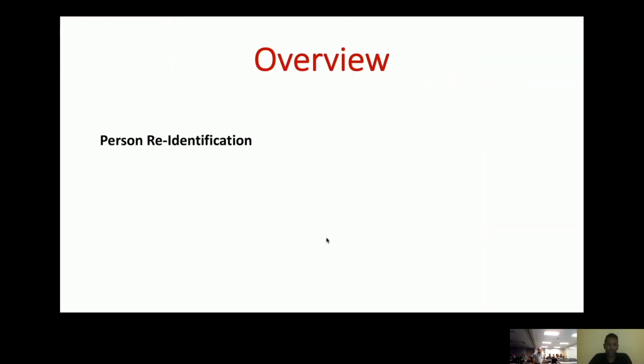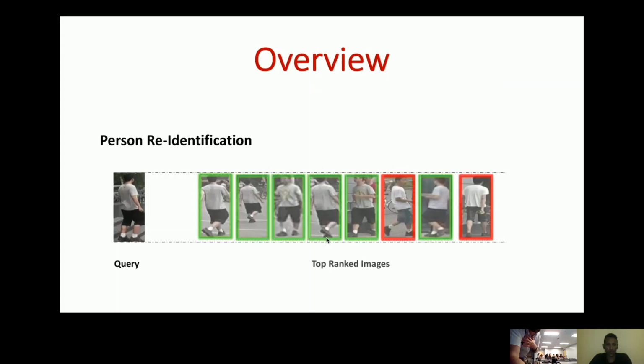Let me start with defining the problem of identification. You are given a query image. The task here is to retrieve all the person images which have the same person identity as the query image, where the query and the gallery images are captured by a network of cameras with or without overlap of field of view. As you can see here, the one with the green box shows the person image with the same identity as the query image, whereas the one with the red box shows a person image with a different person ID from the query image.